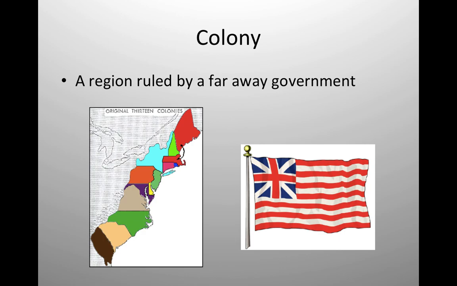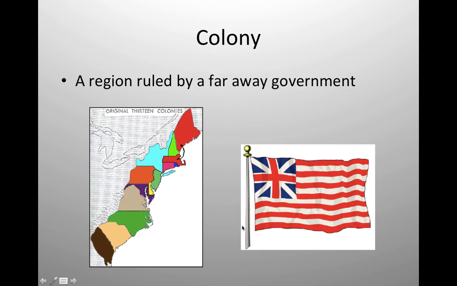So a colony is a region ruled by a faraway government. Colony. So here are pictures. We have the 13 colonies. These are going to be what will turn into the original 13 states of the United States. But right now, they are the 13 colonies because they are going to be run by the country of Great Britain or England. So people are going to whoosh across the Atlantic Ocean from England, settle in these lands, but they are still going to be under the rule or command or government of the King of England or the British King.